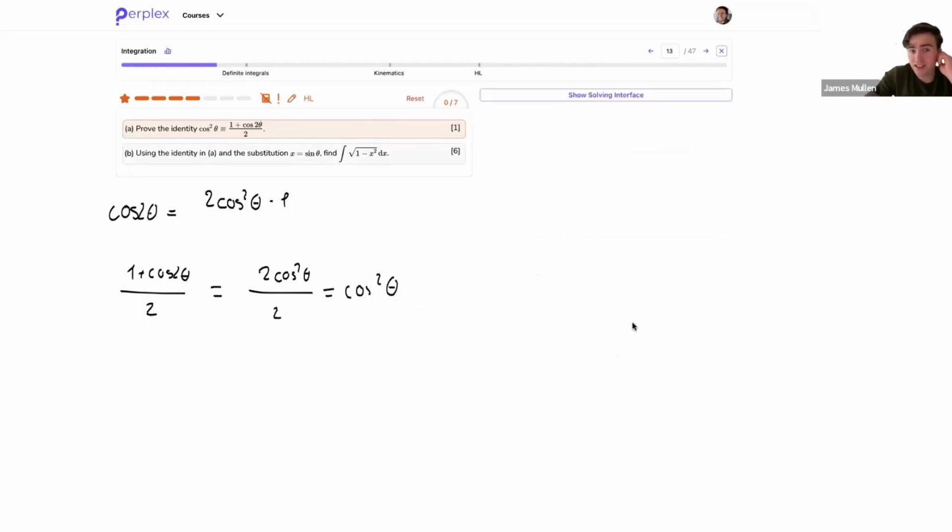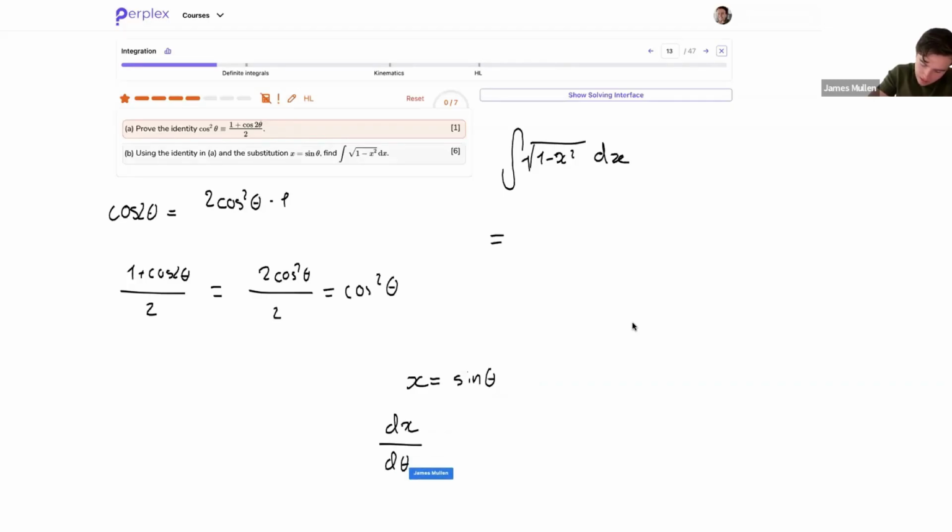And now the question says that we can use the substitution x equal to sine theta to solve the integral of the square root of 1 minus x squared dx. Okay, so let's write what I know. That's going to be equal to the integral. If I say x is equal to sine of theta, then I can differentiate with respect to theta and say that dx by d theta is equal to cos of theta. In other words, dx is equal to cos theta d theta.